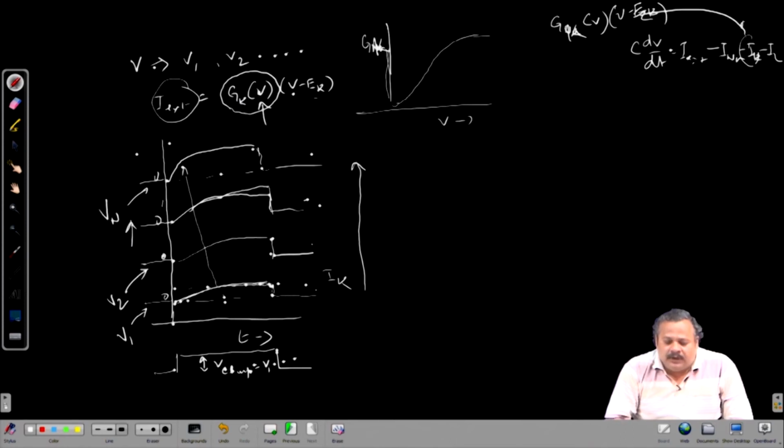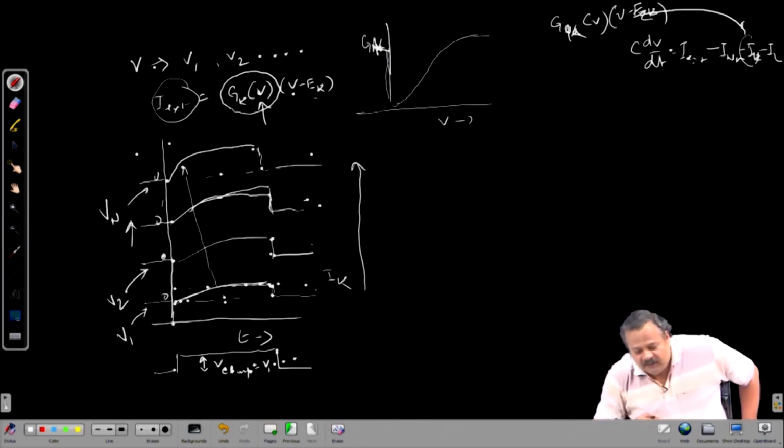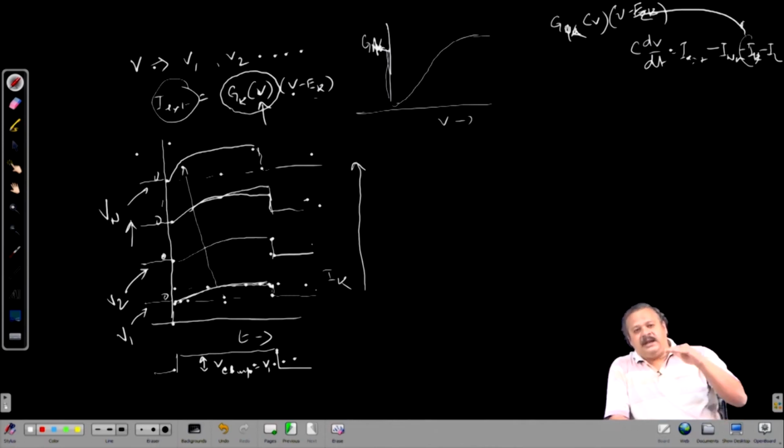Now, we need the entire dynamics of how the G K is changing with V. What this experiment has provided us so far, at least, is the value of G K. I mean, we can indirectly infer the value of G K as a function of V, but what the G K value is going to be if the potential is held at V for a fairly long period of time.